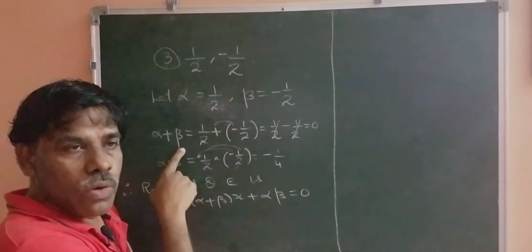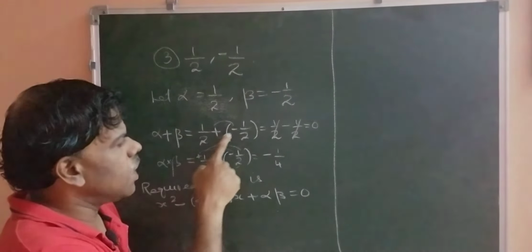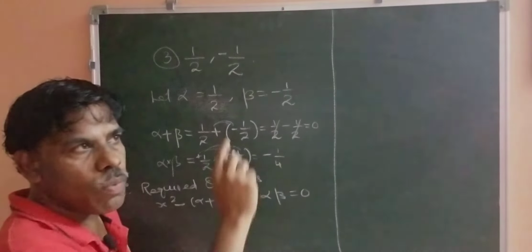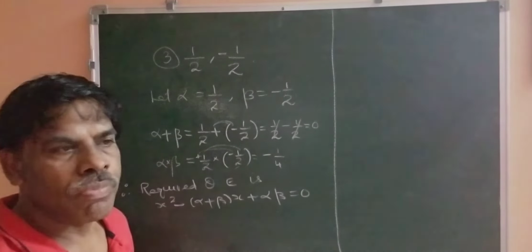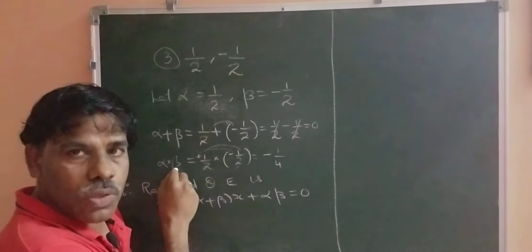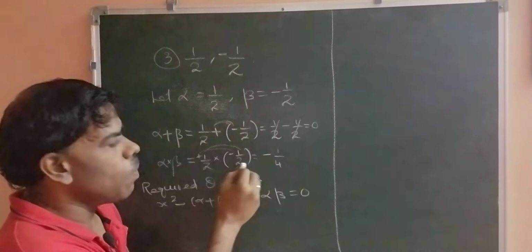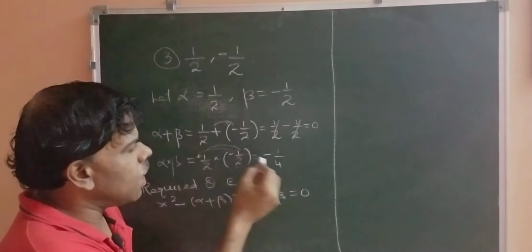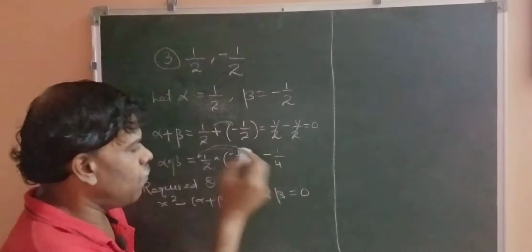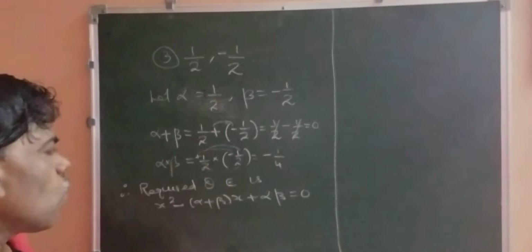Now we have to find the sum of the roots, that is alpha plus beta, 1 by 2 plus minus 1 by 2, plus into minus, minus. So 1 by 2 minus 1 by 2 gives you the value 0. Similarly, you have to find the product of the roots, that is alpha into beta. So 1 by 2 into minus 1 by 2, plus into minus, minus, numerator with numerator 1, 2 2s are 4. So now we have to write the quadratic equation.